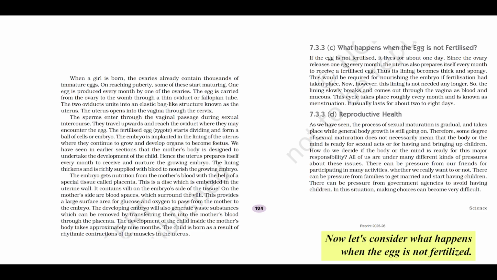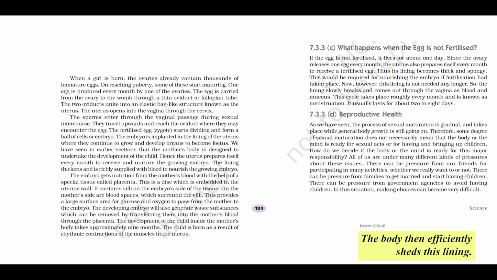Now let's consider what happens when the egg is not fertilized. An unfertilized egg lives only about 1 day after release. The ovary releases 1 egg monthly. The uterus prepares each month, building that thick, spongy, blood-rich lining for a potential embryo, essential for nourishment if fertilization and implantation occurred. However, if fertilization doesn't happen within that roughly 1-day window, well, the prepared uterine lining isn't needed.